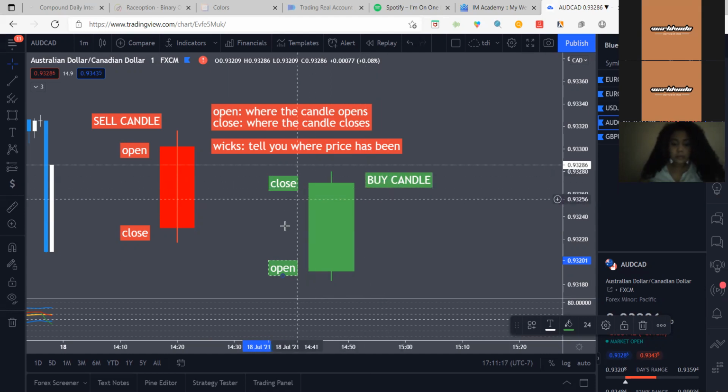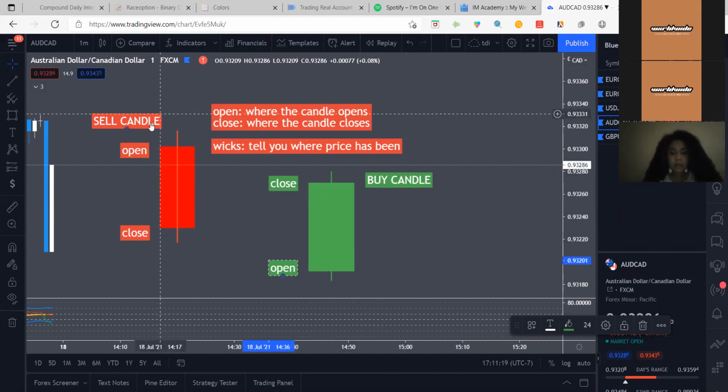So what you need to understand next, all right, buy candle, sell candle. This all makes sense so far. Drop a 7 in the chat.